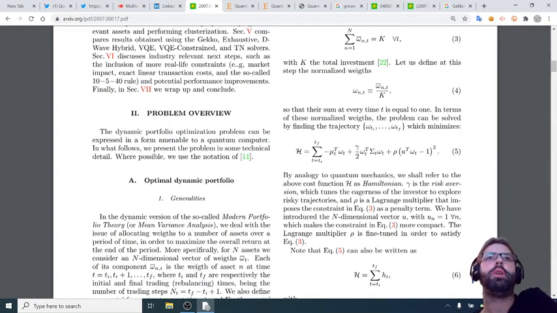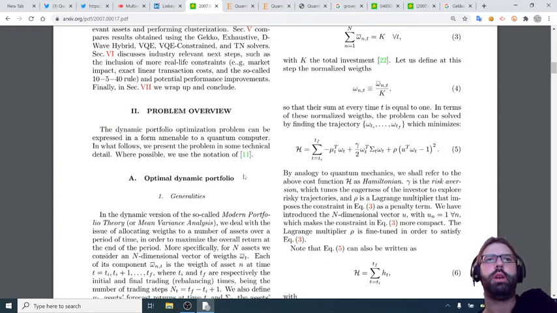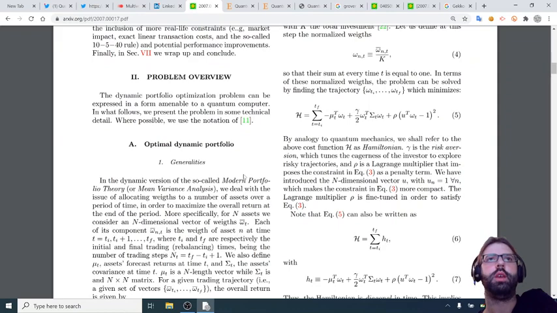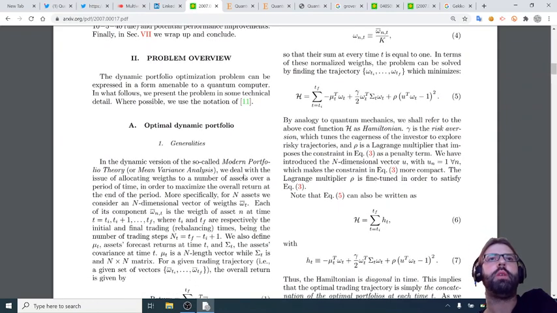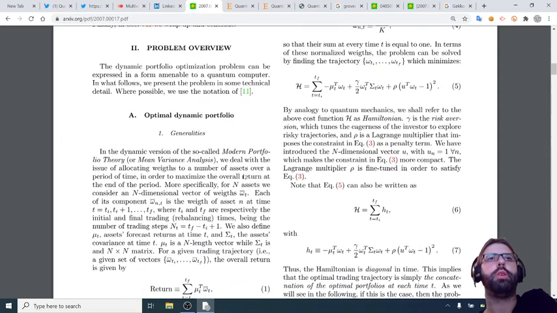The dynamic portfolio optimization problem can be expressed in a form amenable to a quantum computer. In what follows, we present the problem in some technical detail. Where possible, we use the notation of 11. I don't know. Technicalities, I guess. Generalities.